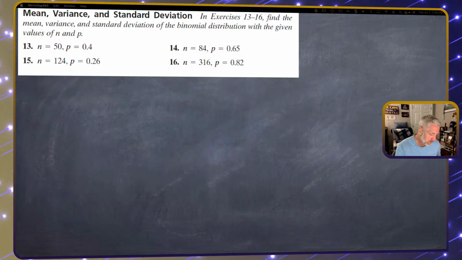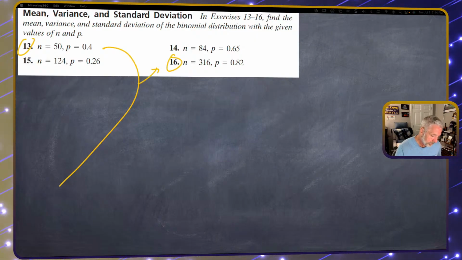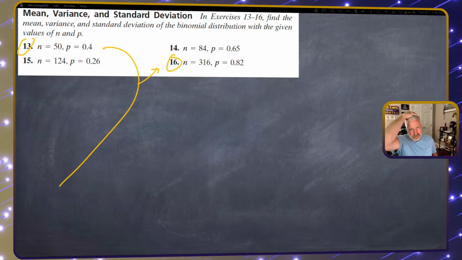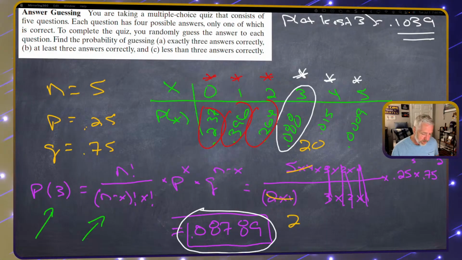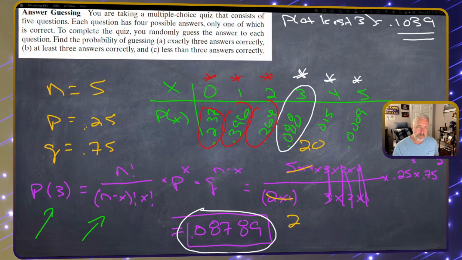So right here, I did number 13. And I did number 16. And we worked that out. I had all the work up here. Again, it froze up on me, so I had to start over. Then when we go here, we did answer guessing. Look at that artwork, beautiful. We walked through this step by step.